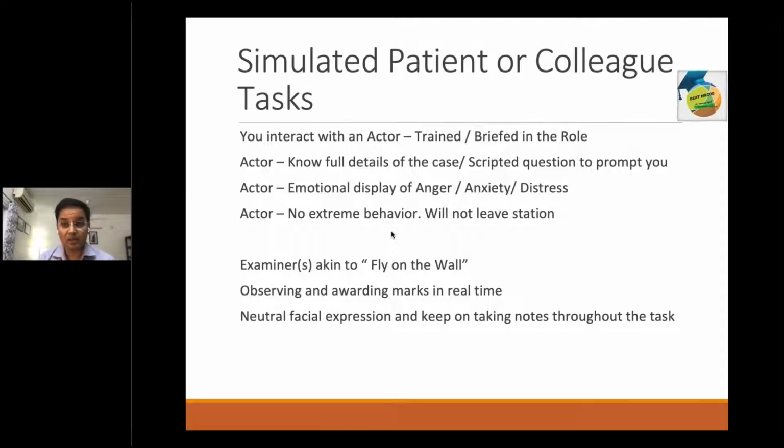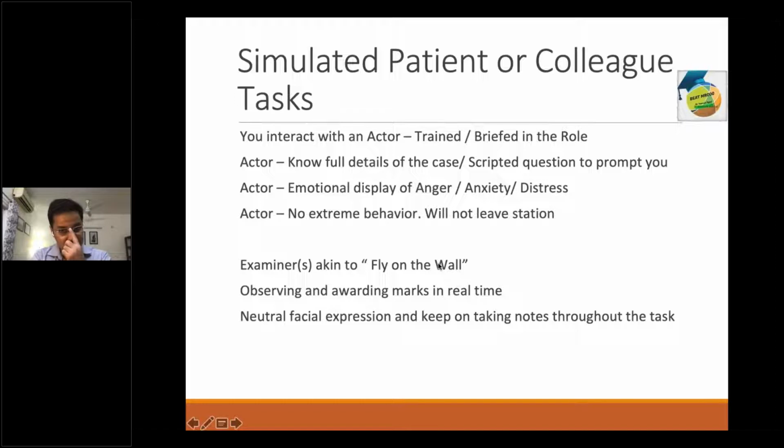But that is okay. You should not ignore it, but you should address it. It should not distress you or affect your performance in the task, because whatever they display, anger, anxiety, or distress, they will never display extreme behavior like yelling or shouting, and they will not leave the station in those 10 minutes. So you have to gather your wits and address it. Don't ignore. Address that issue.